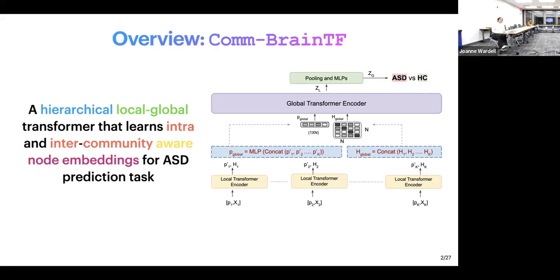So this is just a brief overview of what they're trying to do in this paper, what they contribute. They added this transformer architecture they're calling ComBrain-TF. It's a variant of a hierarchical transformer that learns node embeddings in order to predict from this connectome of functional activity. Essentially it's a hierarchical local-global transformer that learns intra- and inter-community aware node embeddings for the ASD prediction task. I know that's a mouthful, and I hope to get into it and explain it a little bit.